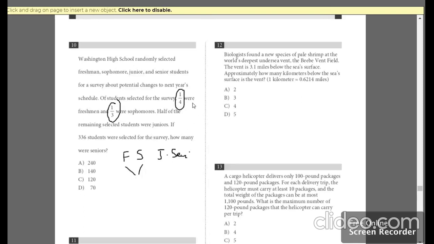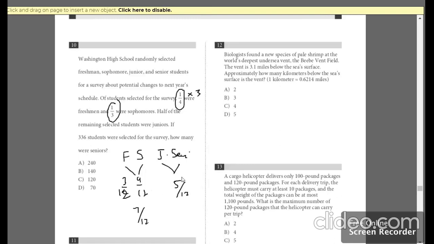1/3 and 1/4 is nothing but times it with 3. It will give you 3/12, whereas this one will give you 4/12. Upon adding them together, it will give you 7/12. So the remaining will be 5/12. Okay, that's the fraction that we have. Now what they're saying is half of the remaining students were juniors. If 336 were selected, how many were seniors?